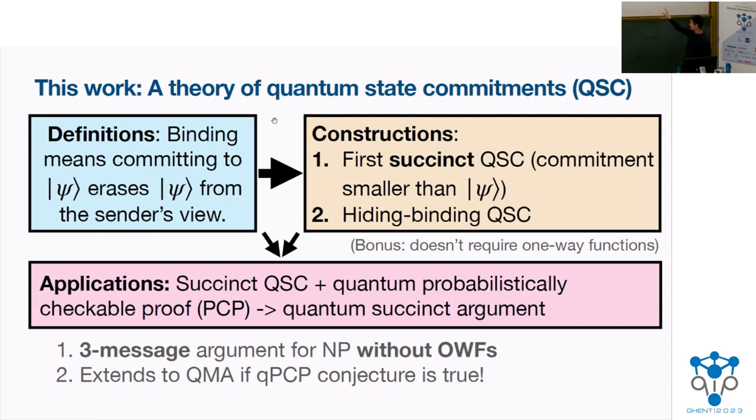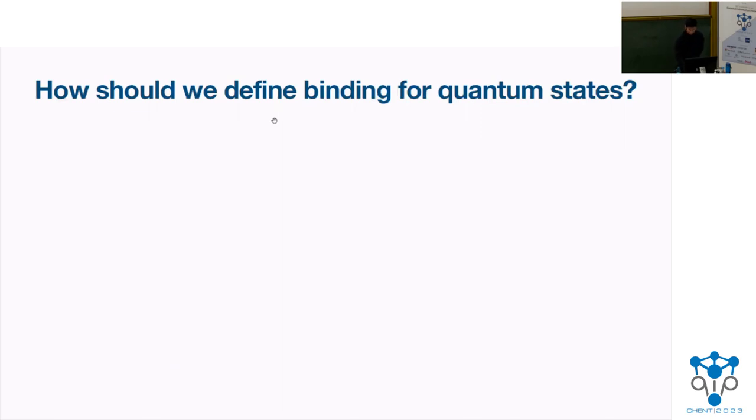Okay, and we also have application to zero knowledge, which you can see in the paper. Okay, so without further ado, how do we define binding for quantum states?